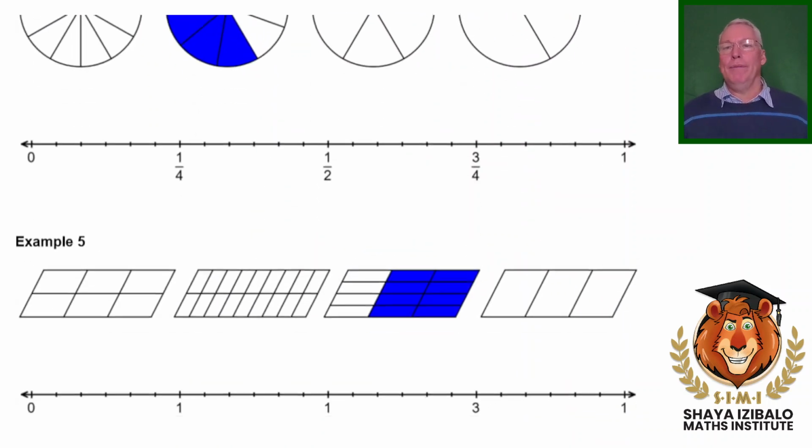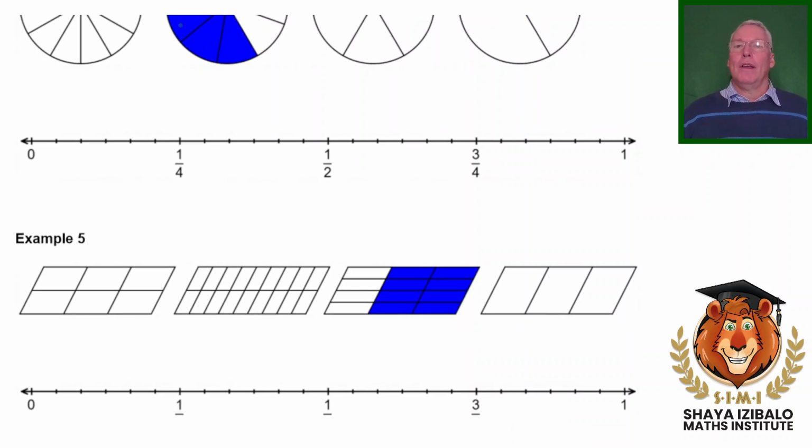Okay, in this next one, we've got 1, 2, 3, 4, 5, 6, 7, 8, 9 slices. We've got 3 out of 9. Now 3 out of 9 is actually going to be exactly the same as 1 out of 3. Now you might be saying, Paul, then how do we know there are 3 here? But if we were to do that, then we've got 3. So 1 out of 3.